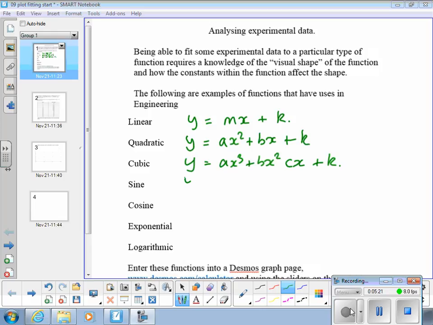Sine wave, y is equal to sine of (ax plus b), so a is the frequency, b is the phase shift, and plus k on the end if needed to shift up and down the y-axis. Cosine, similar form.